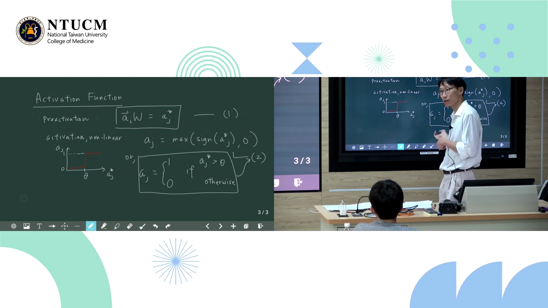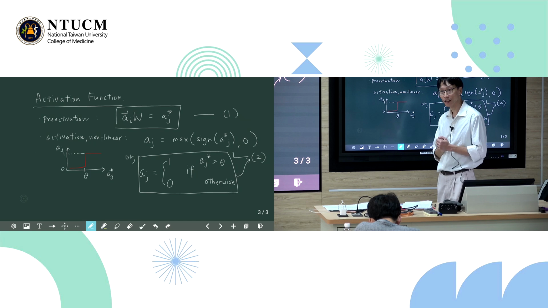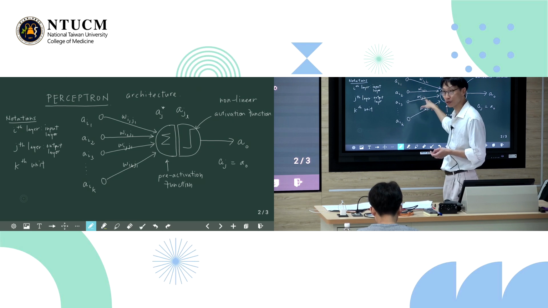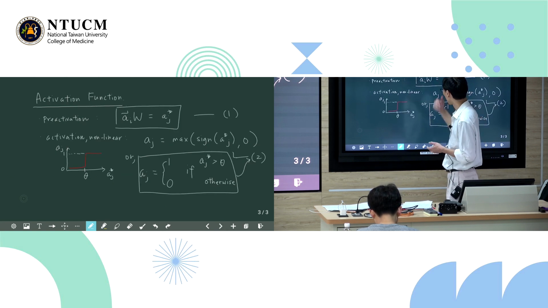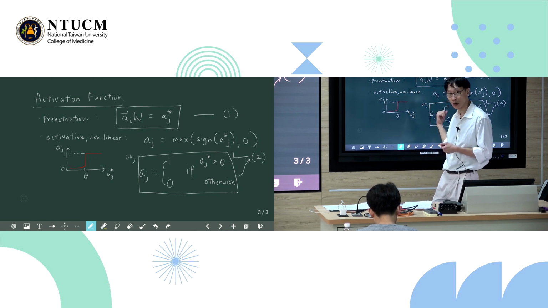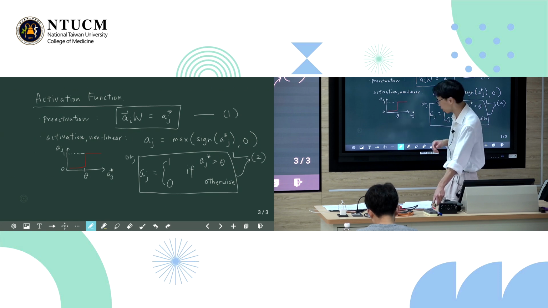Any questions about this formal expression, and how this max sine function plays out? Okay, let me break it down just in case. AJ star is just the sum of all the weighted inputs, the weighted product inputs summed together. So there's no problem with equation 1, and I'm writing it in matrix notation, right? So you can also do it like this.